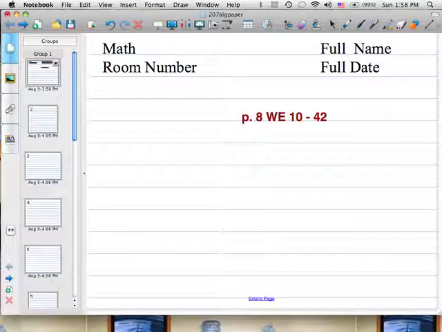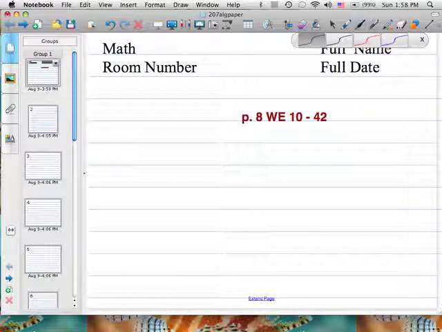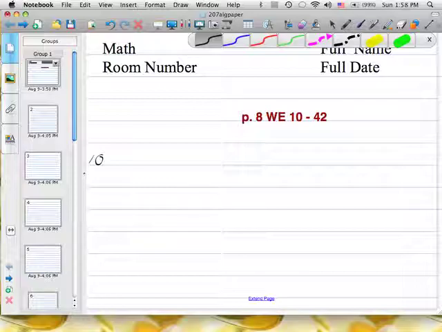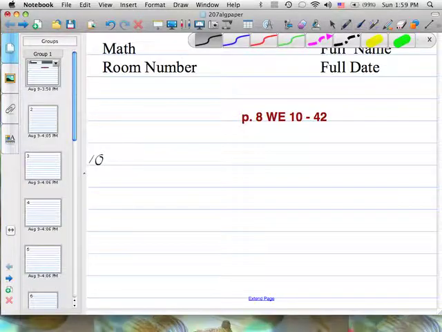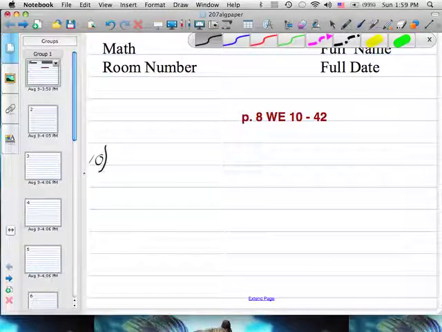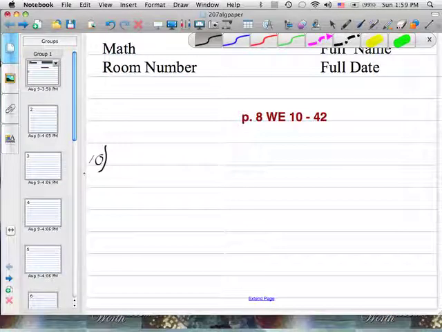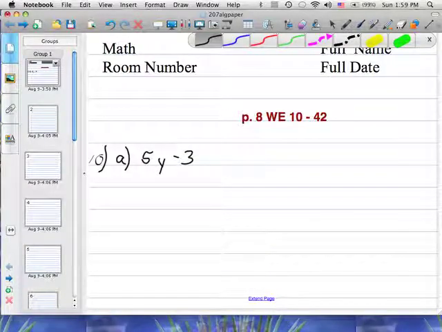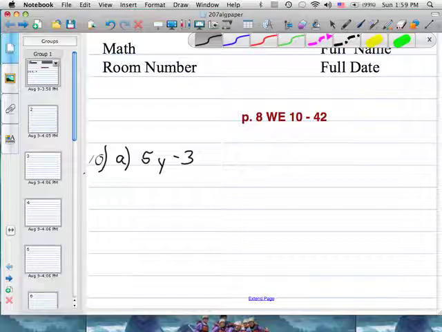We are ready for the assignment, which is on page 8, numbers 10 through 42, and we're going to be doing the evens. So you can pause the video and set up the paper and fold it in half, and we're going to start with number 10. Problem number 10 has two parts.